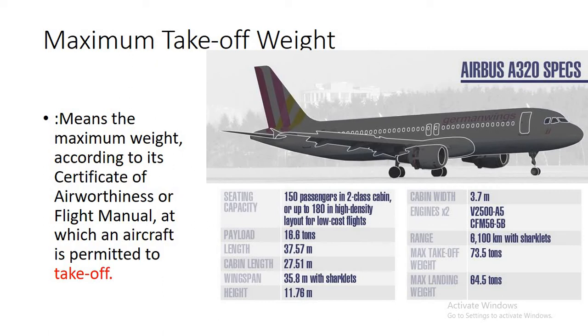Takeoff is easy. It does not create much structural damage. It's very smooth. But landing is like jumping to the ground. So when the landing gear touches the ground, there are a lot of stresses. The whole weight of the aircraft is being carried on the landing gear.